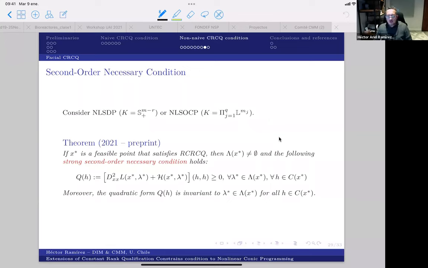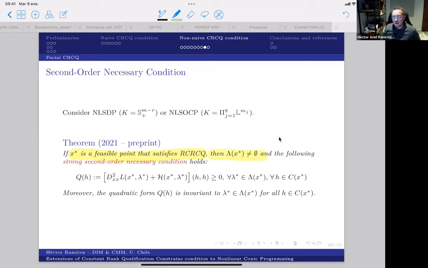As I've said before, to be honest, we have proven this only for SDP and SOCP. We believe it's also true for a general conic problem, but we are not able to prove that yet. And what is the result? The result is the following: if you have a feasible point that satisfies the constant rank CQ I defined before, then, okay, this is already said.